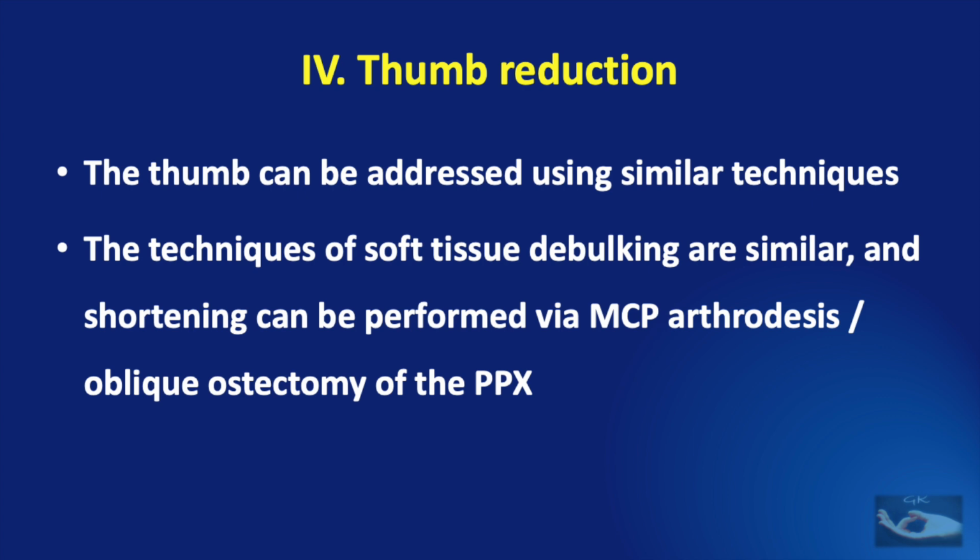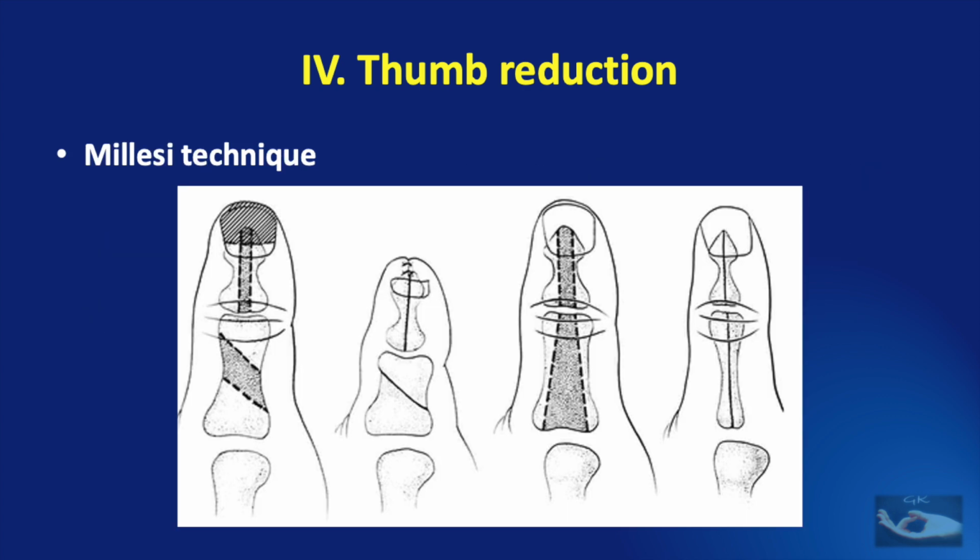Here the shortening can be performed via metacarpophalangeal arthrodesis or oblique osteectomy of the proximal phalanx. The Millesi technique is commonly used for reduction of the thumb. This is a more complicated pattern of reduction osteotomies that preserves joint motion. The nail width and length are reduced, but the central nail is excised. This technique results in ridging of the nail. The central portion of the terminal phalanx is also excised and the two lateral edges brought together.